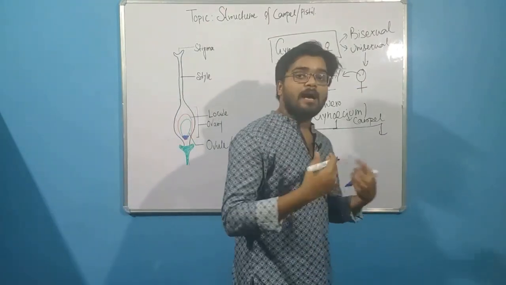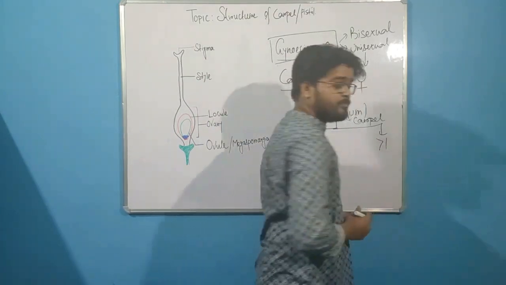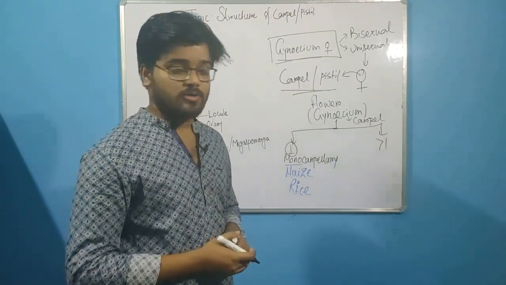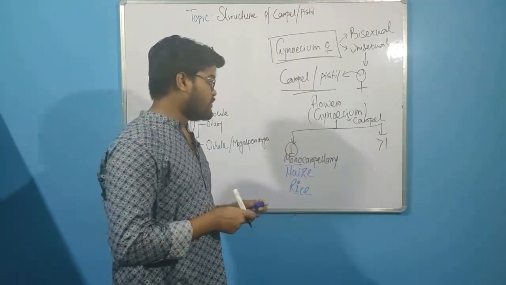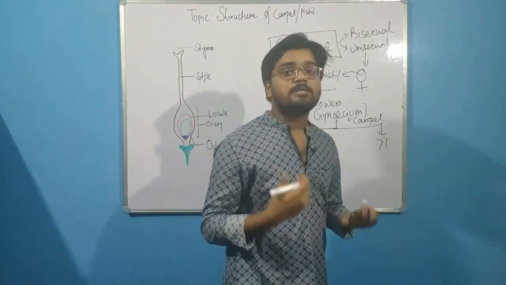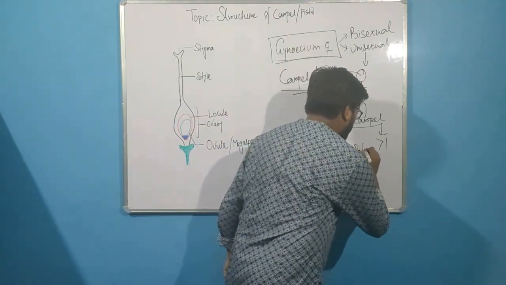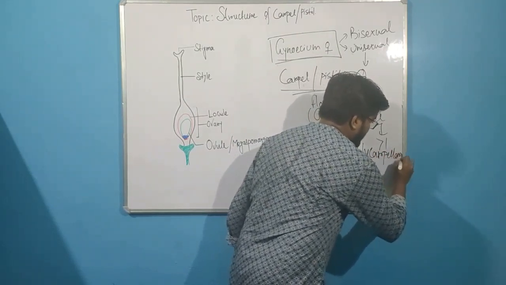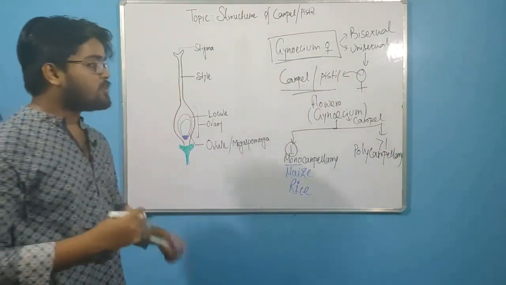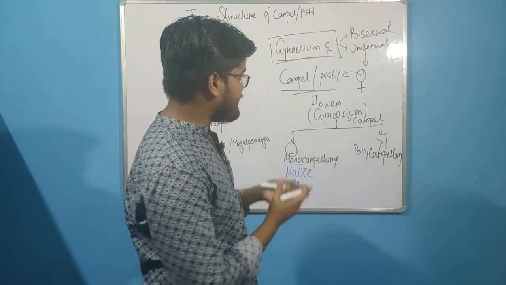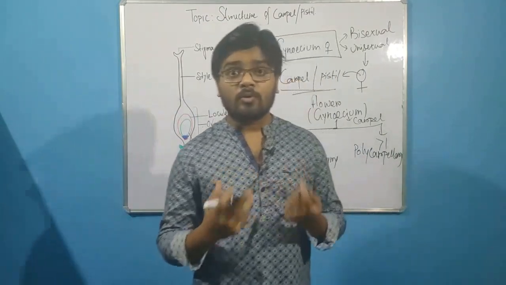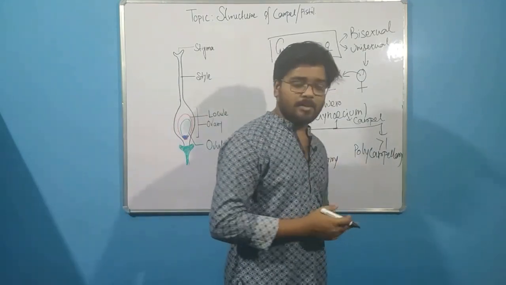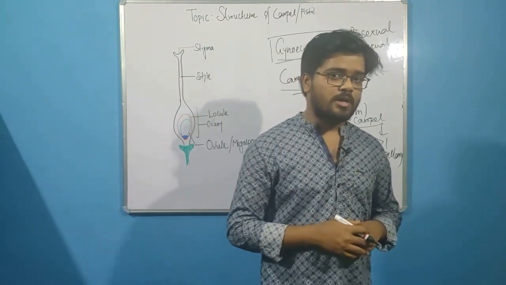In the same way, the carpel number can be more than one. It can be 2, it can be 3, or it can be 300, it doesn't matter. If it is more than one, we call it polycarpellary. So polycarpellary means that if in a flower the carpel number is more than 1, we call that polycarpellary.